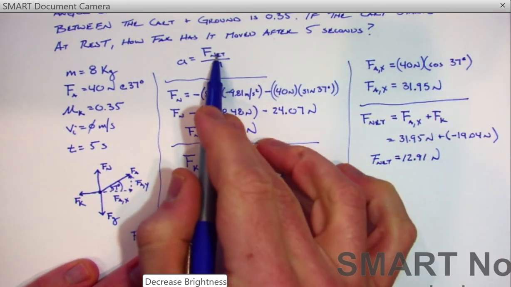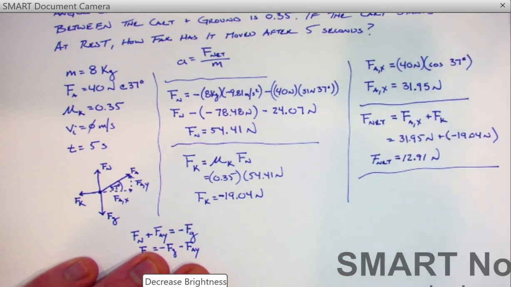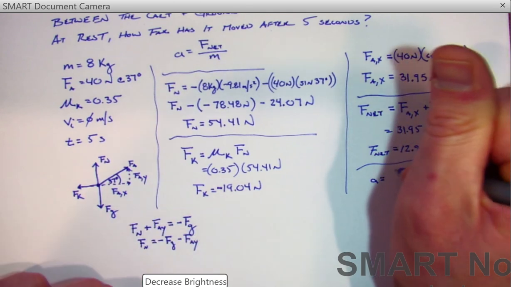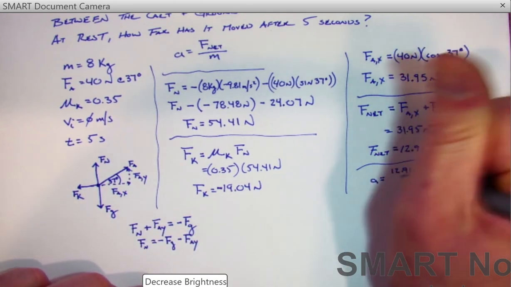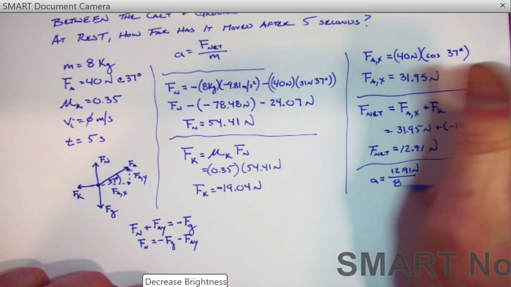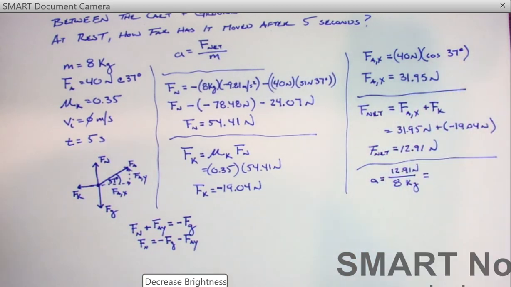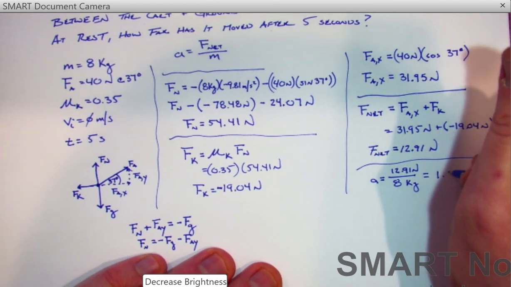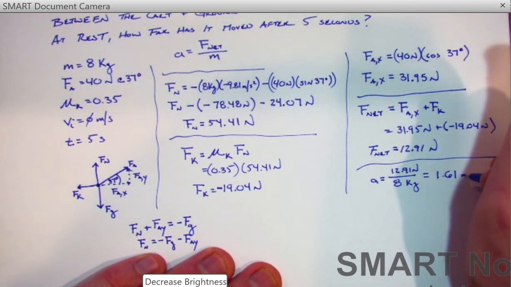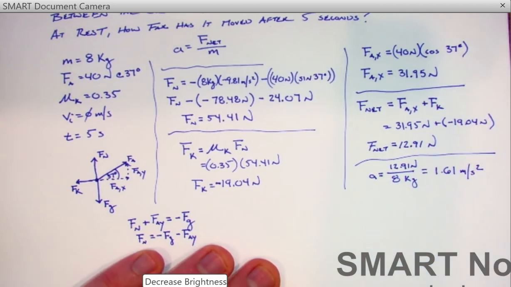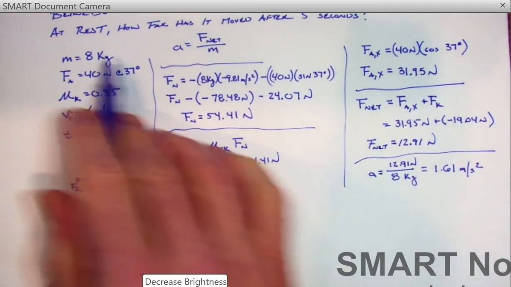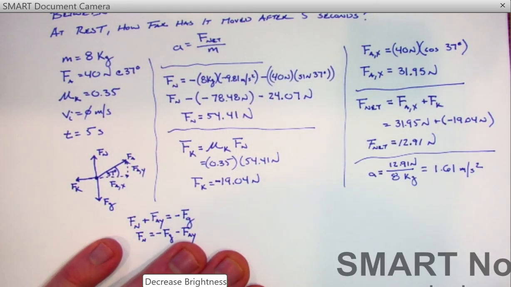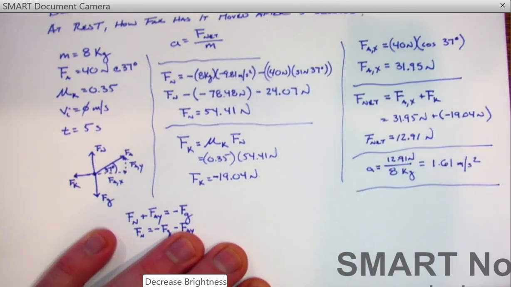Now I have net force and I have mass, so I can go back to Newton's second law. Acceleration is equal to F net, 12.91 newtons, divided by the mass, which is 8 kilograms. So the cart will accelerate at 1.61 meters per second squared. Okay, so that's good, but now it wants to know if the cart starts at rest, how far has it moved after 5 seconds? So I need kinematics again.